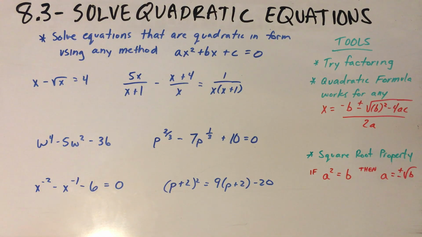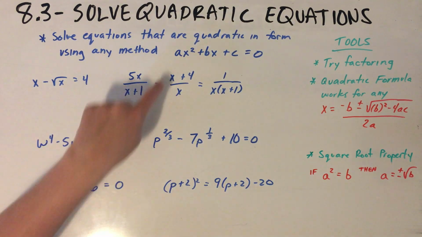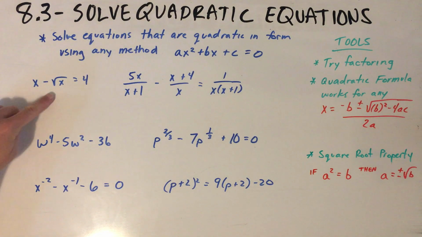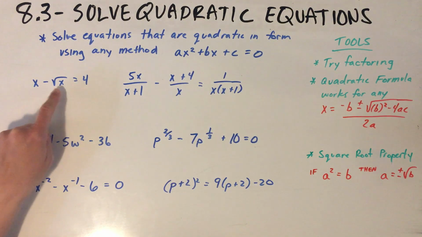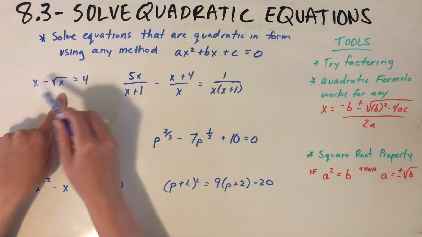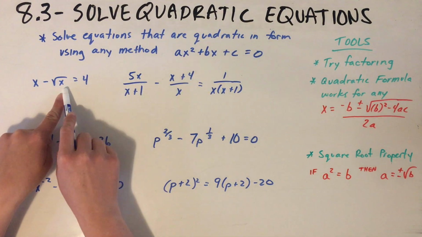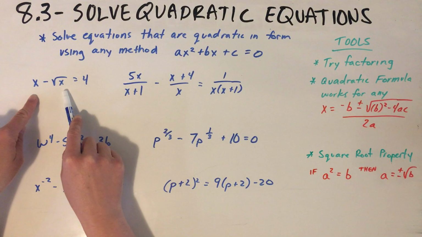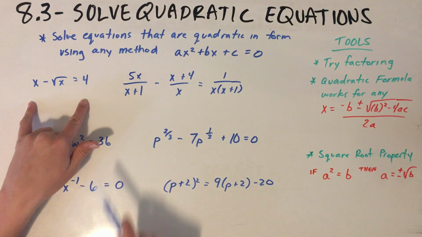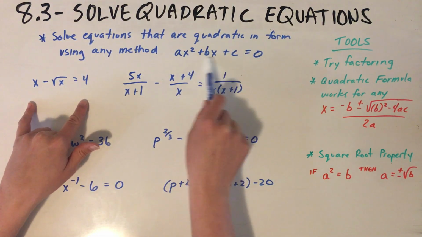and again what we're doing is we're solving equations that are quadratic in form. So they look somewhat like this. Now, when you're looking at this, you're like, that doesn't look like this to me. But it does, because if I raised all this to the square, then this would just be x, and this would be x squared, and this would be 16. So it actually turns out to be in this format.